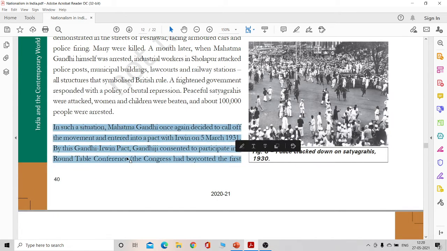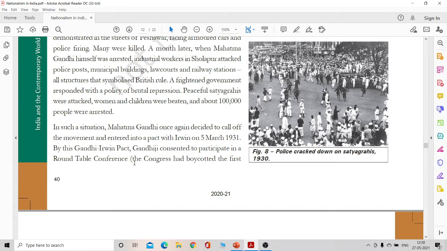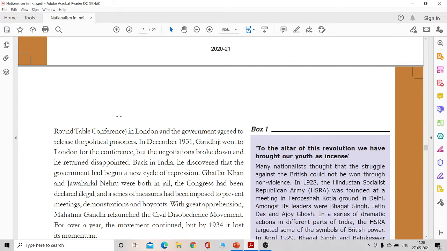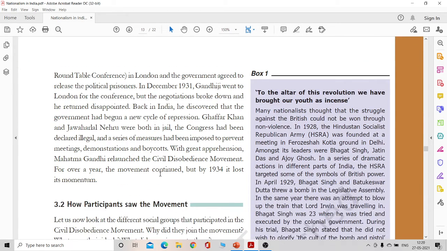Now you can get a 1-marker question. What is the Gandhi-Irwin Pact? Here Gandhiji consented to participate in the Round Table Conference, right? And in the conference, negotiations happened, right? Of course, they broke down, right?